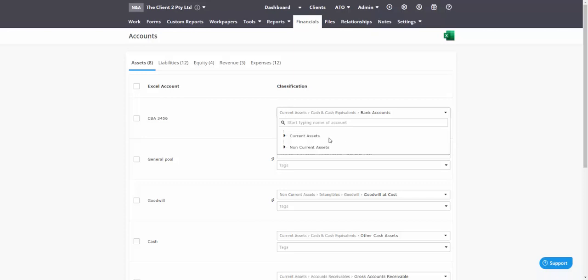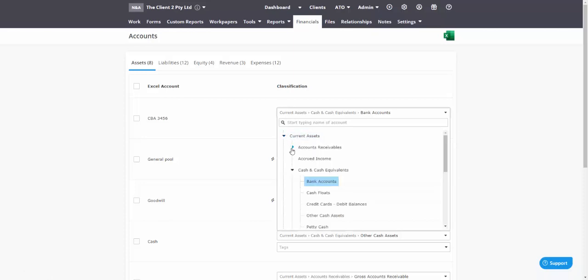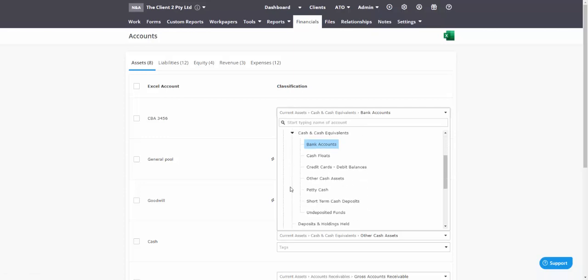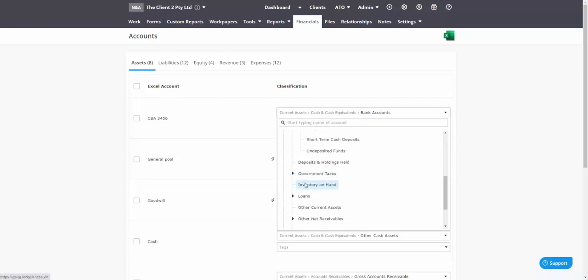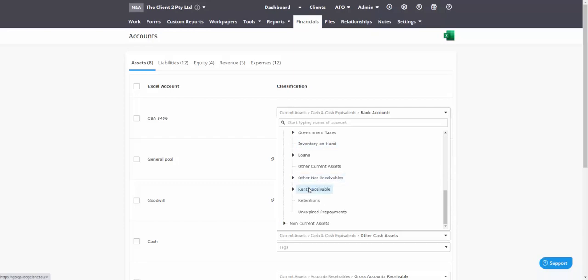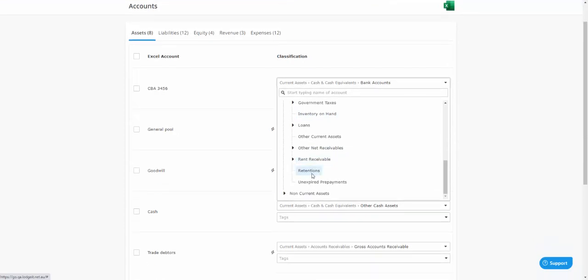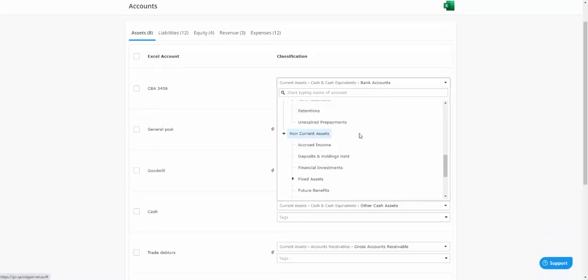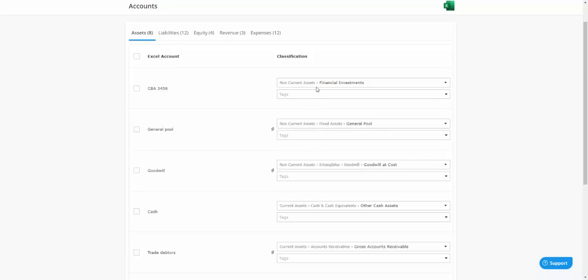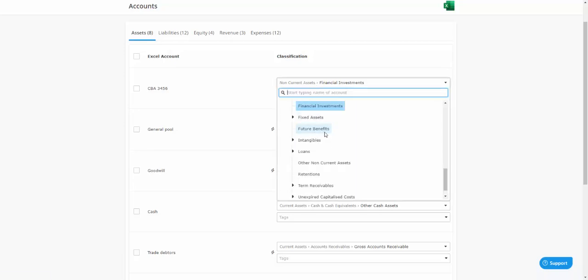Things like, for instance, accounts receivable, and anything like cash, inventories, other receivables like rents receivable, current retentions on building projects, that sort of thing. Typically, non-current assets have life cycles longer than 12 months. Things like, for instance, financial investments, which might be like share investments, that sort of thing.